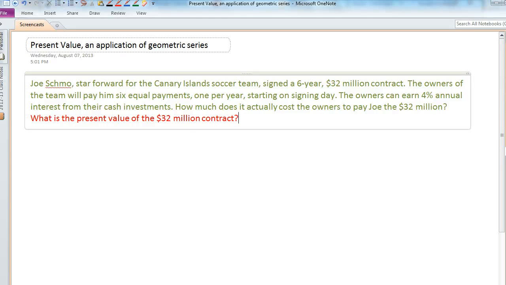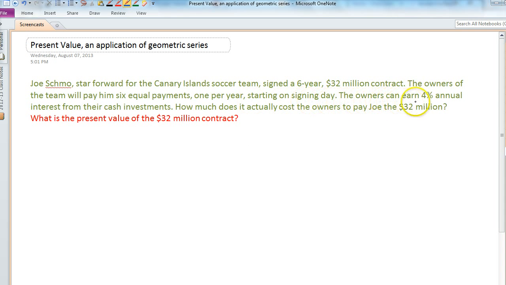So here's an interesting problem coming out of the geometric series section regarding present value. Consider Joe Schmo, star forward for the Canary Islands soccer team, who signed a 6-year, $32 million contract. The owners of the team will pay him 6 equal payments, one per year, starting on signing day. The owners can earn 4% annual interest from their cash investments, say in a bank or something.